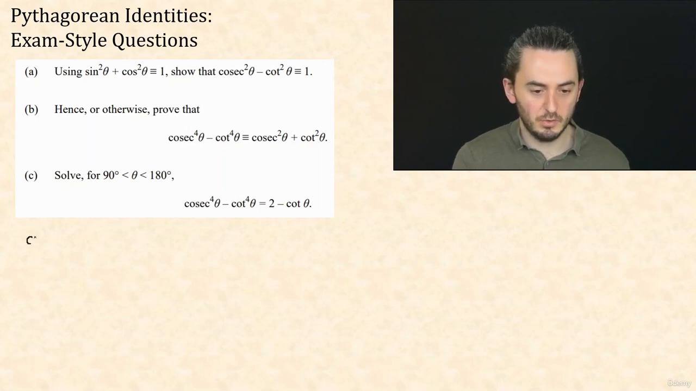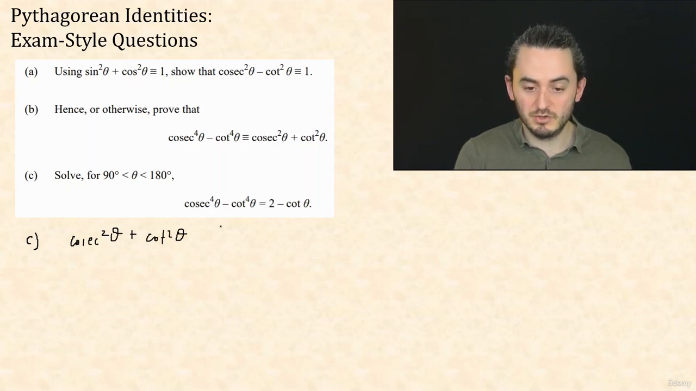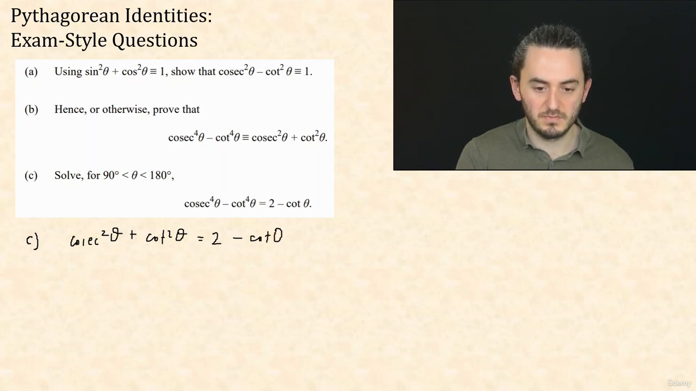So to begin this, all I'm going to do is replace this left-hand side with the thing that we proved it's the same as. So cosec to the 4 theta minus cot to the 4 theta just is cosec squared theta plus cot squared theta. And so I can just solve when is that equal to 2 minus cot theta. And now we've got a simpler equation to solve.